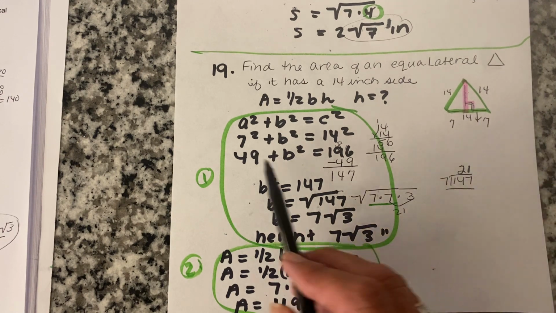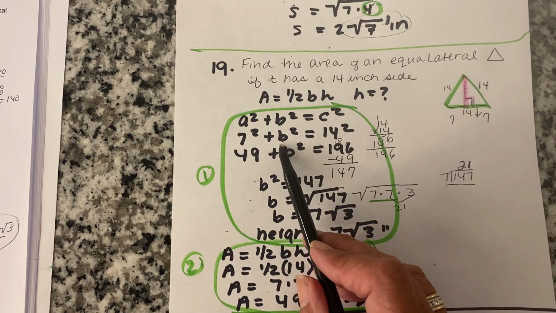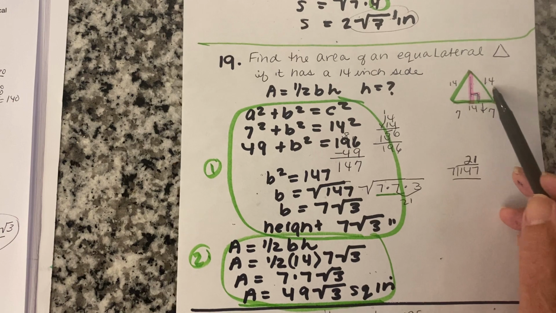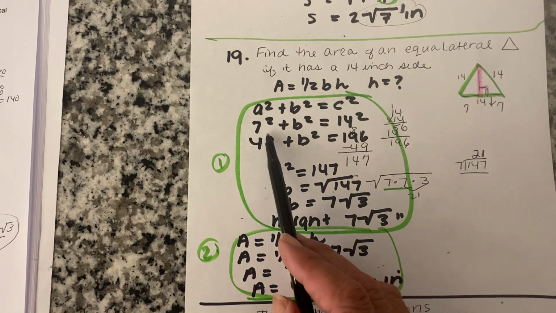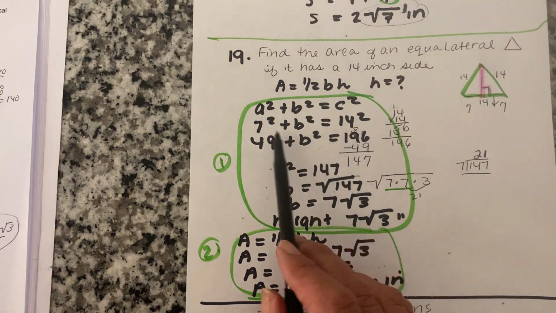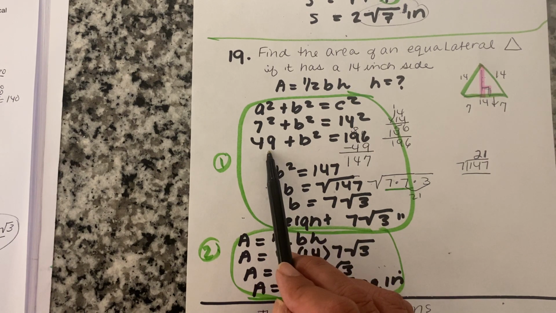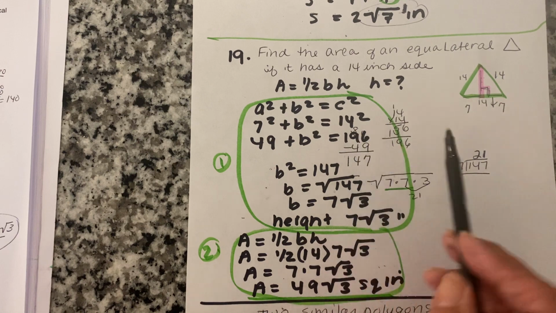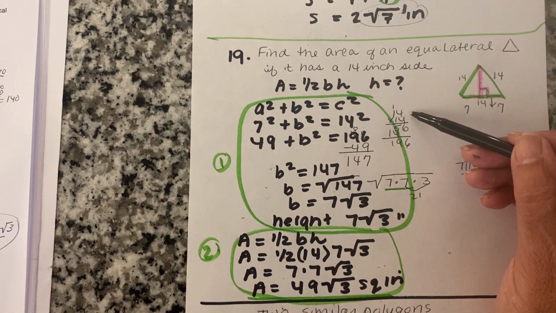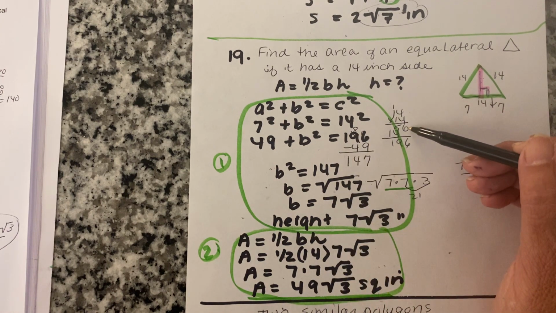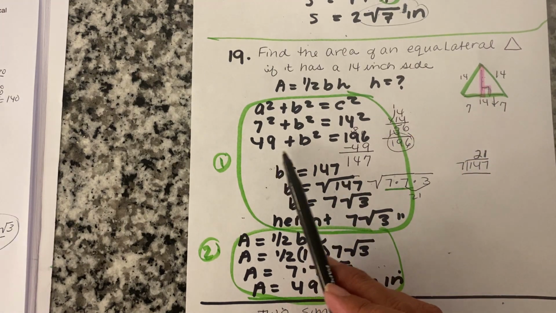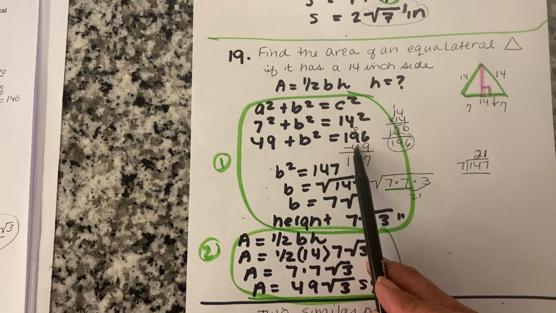So this is going to be 7 squared plus b squared, that's the height, we don't know what it is, equals 14 squared. So 7 squared plus b squared equals 14 squared. 7 times 7 is 49 plus b squared, and you would take 14 squared on your calculator, or 14 times 14, and it's 196. So I put down 49 plus b squared equals 196.